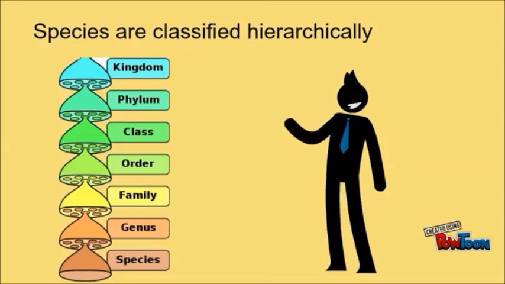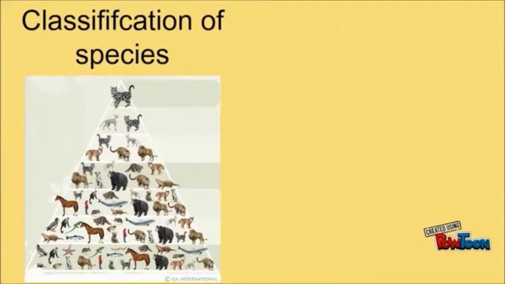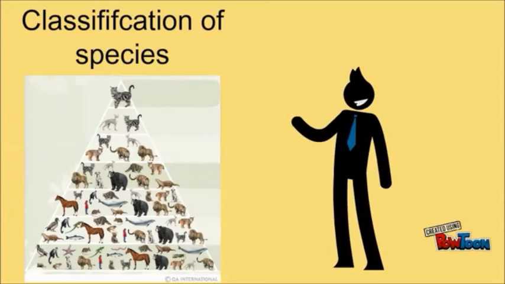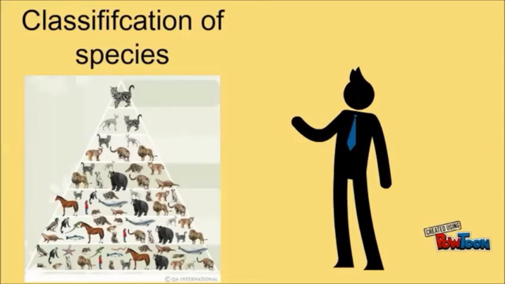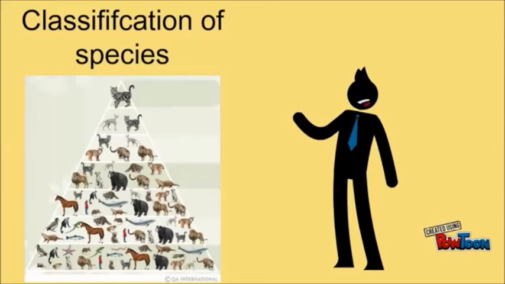Taxonomy. The classification of species is hierarchical. It comes from the Greek root taxis, which means arrangement, and from nomos, that means law. This is how species are classified: first, by kingdom, phylum, class, order, family, genus, and species.